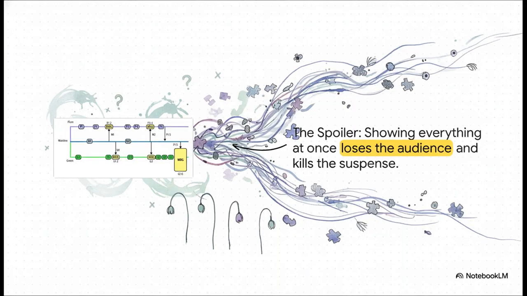For example, look at this slide. This is what not to do. We call this the spoiler. By showing everything at once, you've completely lost control. Your audience is immediately trying to read ahead and figure out the ending, and guess what? They've completely stopped listening to you. Game over. You've lost them.